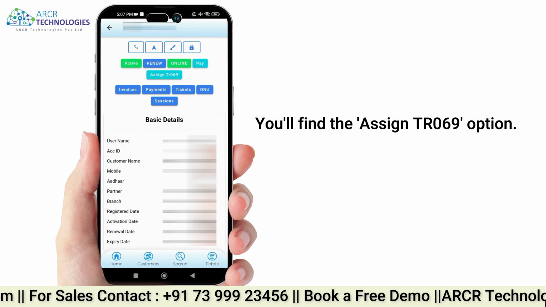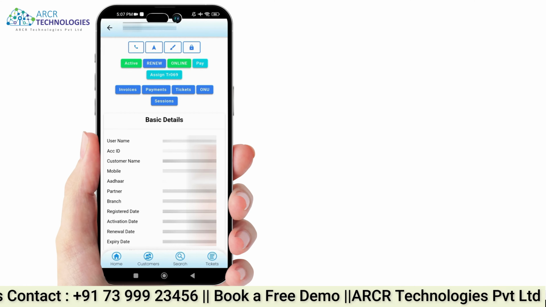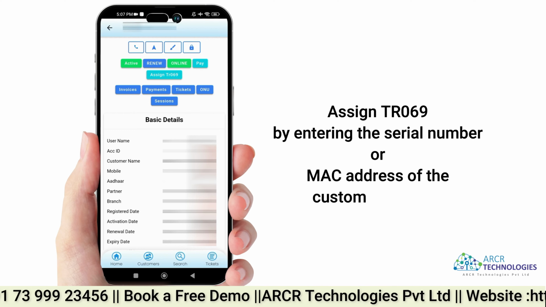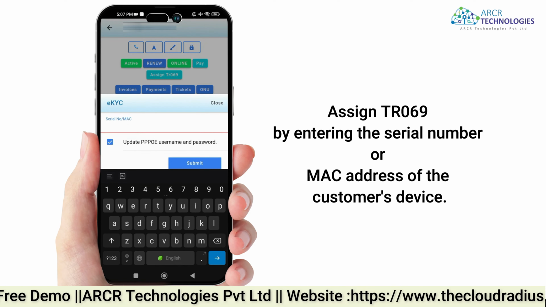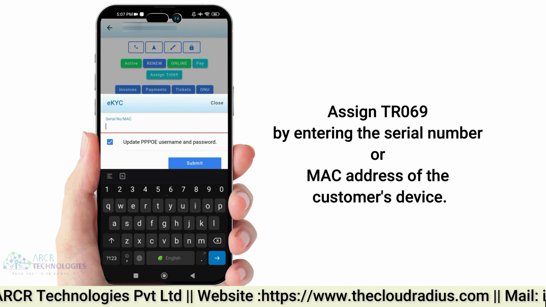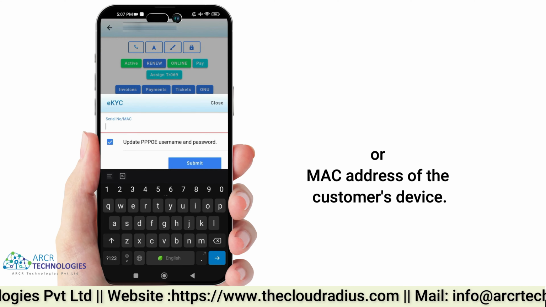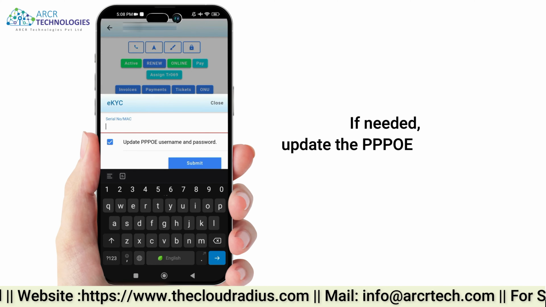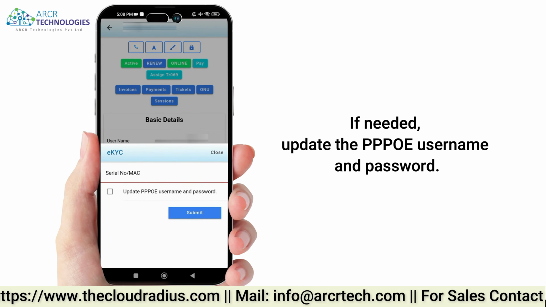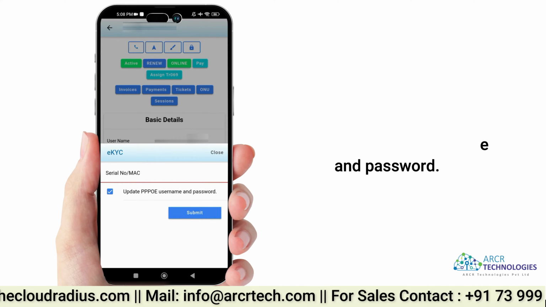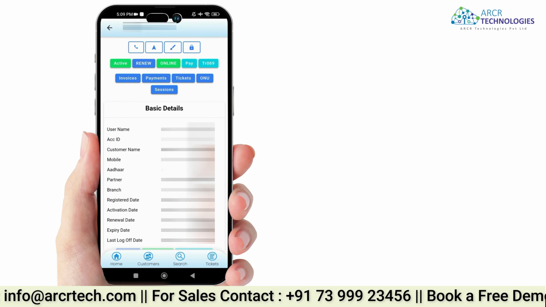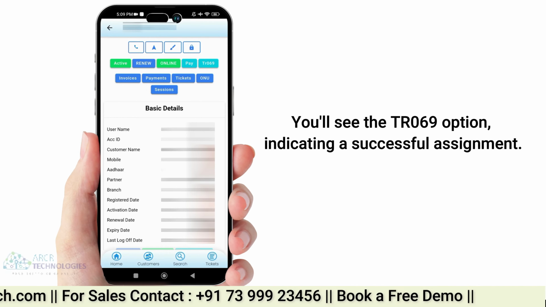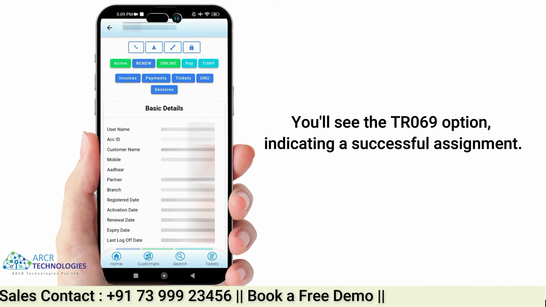You will find the Assign TR069 option. Assign TR069 by entering the serial number or MAC address of the customer's device. If needed, update the PPPoE username and password. Click Submit and TR069 is now assigned. You will see the TR069 option indicating a successful assignment.